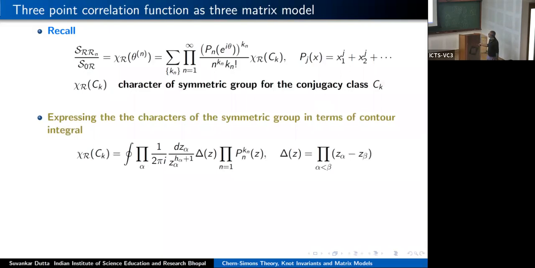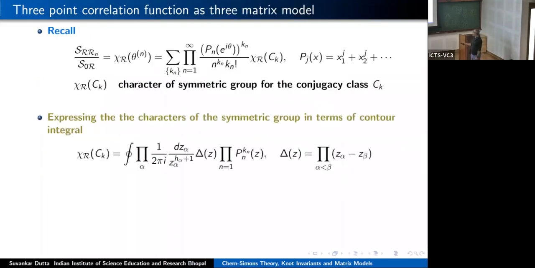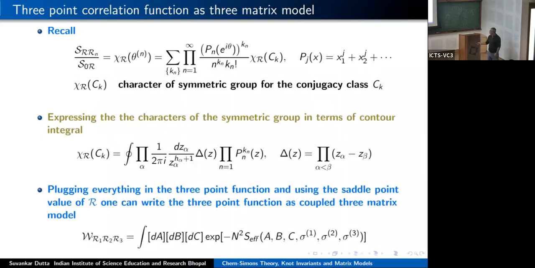This is some contour integration. You can take the contours about z equals 0, let's say a circle of radius 1, then these dz integrations are nothing but some d theta integrations. Therefore, this character you can write as a matrix model, because you have integrations d theta 1, d theta 2, and so on. You remember in your three-point correlation function, you have three such characters. If you plug all these things in, then you can show that this three-point correlation function can be written as a three-matrix model.